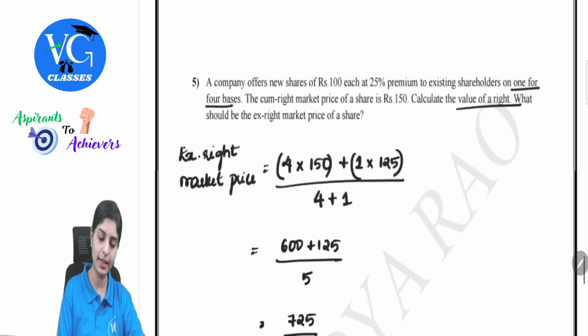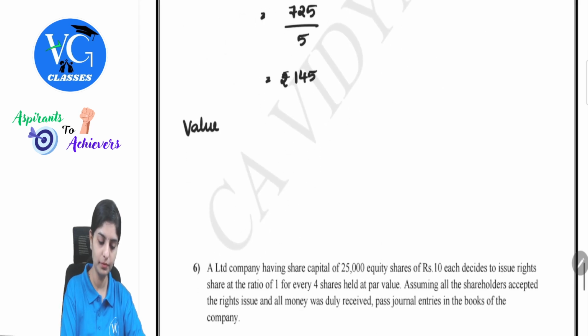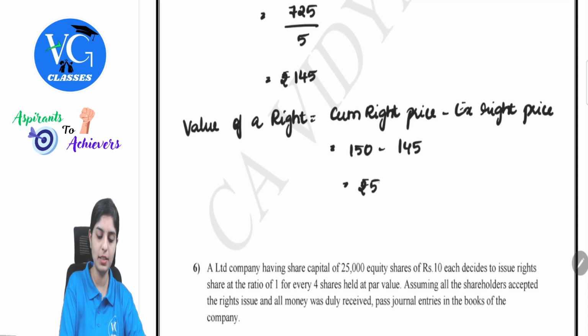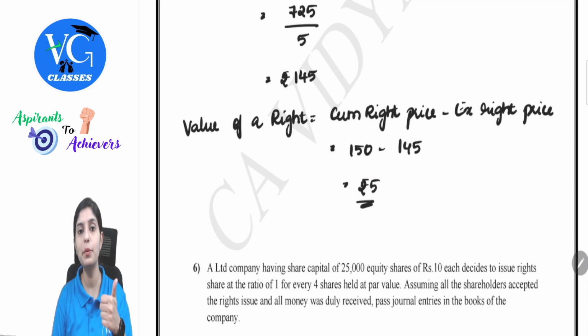Value of right. Value of a right is equal to cum-right price minus ex-right price. So cum-right price is 150, ex-right price is 145. So value of a right is 5 rupees. Clear with this?